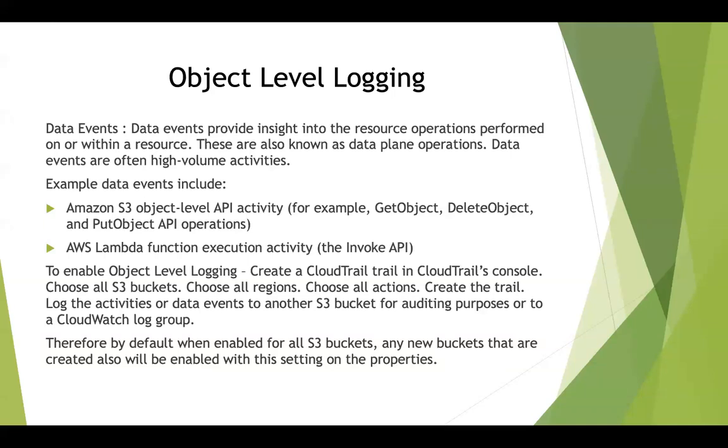And then finally, we can create the trail. So by default, when it's enabled for all S3 buckets, any new buckets that you create in the future will also be enabled with this setting on the properties side. Okay. So object level logging is mainly used to track and monitor all your API activities for the objects that you have in your S3 bucket.